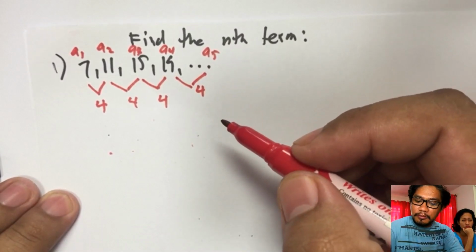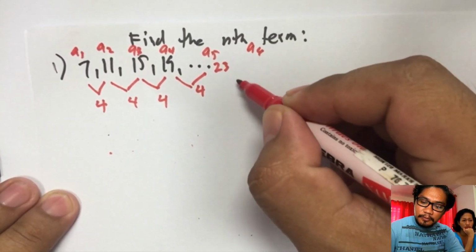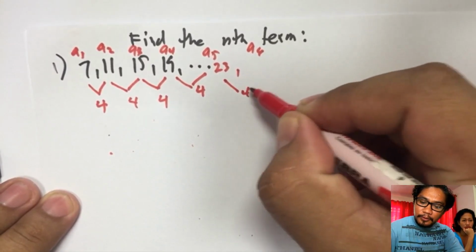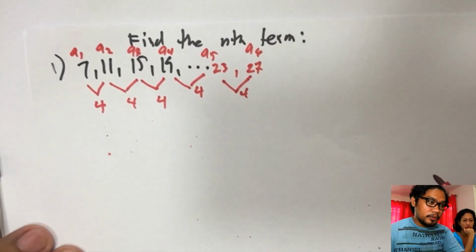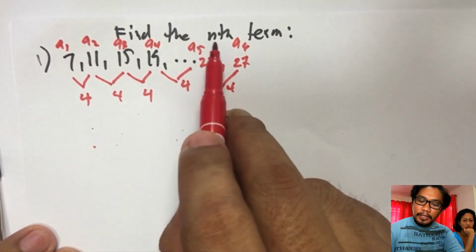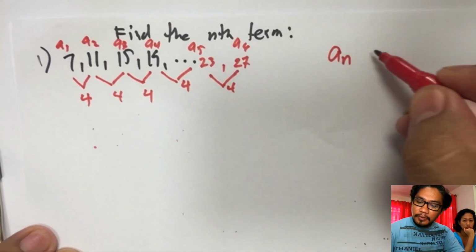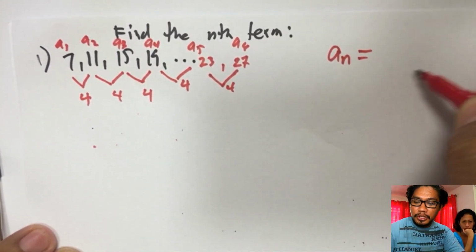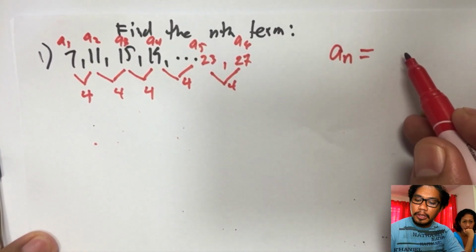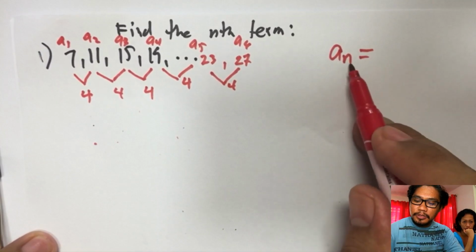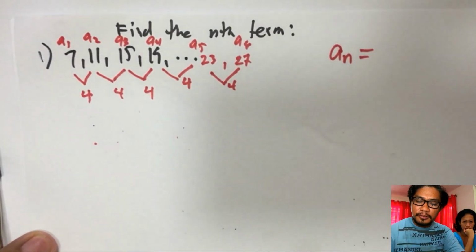So that will be 23. And of course, our sixth term, if we add 4 to 23, will give us 27. But you are asked to find the nth term, and the nth term is denoted as a sub n, which is equal to an expression, some sort of formula, that when you substitute n by 1, you get 7. Substitute n by 2, you get 11. By 3, you get 15. By 4, you get 19, and so on and so forth.